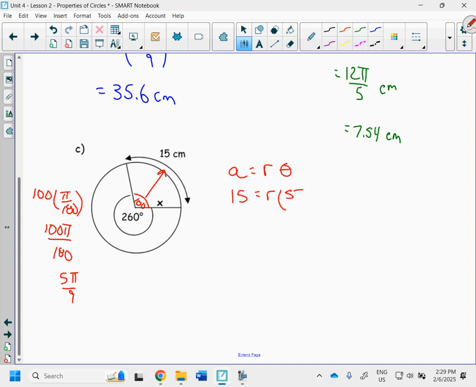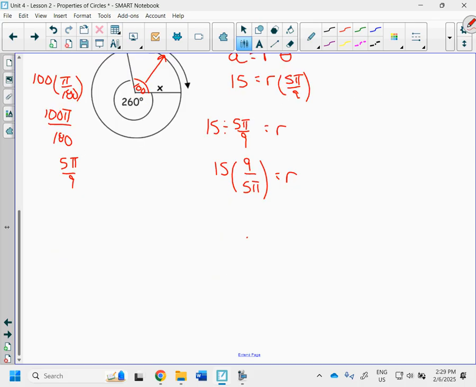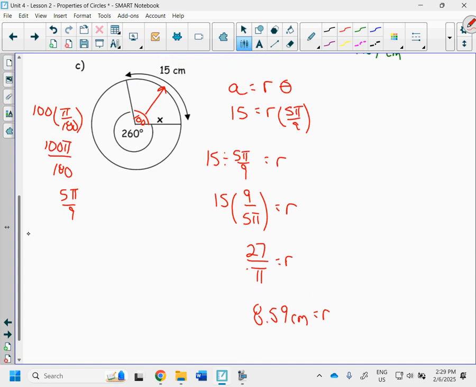Okay, that's my central angle. I want r though, so we're going to take 15 and divide it by 5 pi over 9. You can use your calculator, or if you want to do it by hand, flip the fraction. And we could say it's 27 over pi. That's exact. Decimal version, how about 8.59 centimeters for r? Okay, those are the ideas from yesterday about arc lengths.